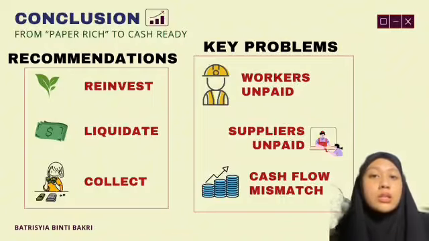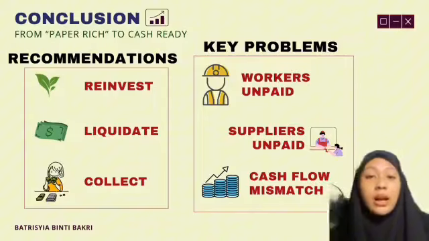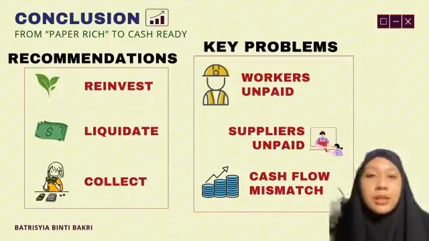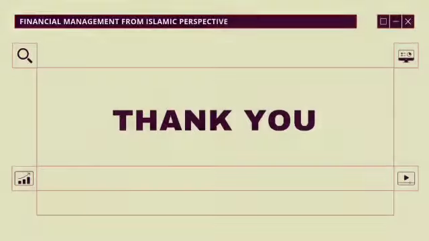The core issue is not profitability, but timing. Cash inflows are delayed, while cash outflows are immediate. As a result, the company is profitable in theory, but constrained in practice. From being paper-rich to cash-ready, KA Industries must improve how it manages its liquidity and working capital. Ultimately, the key lesson is simple. Profitability remains little without liquidity, because only cash pays the bill on time.